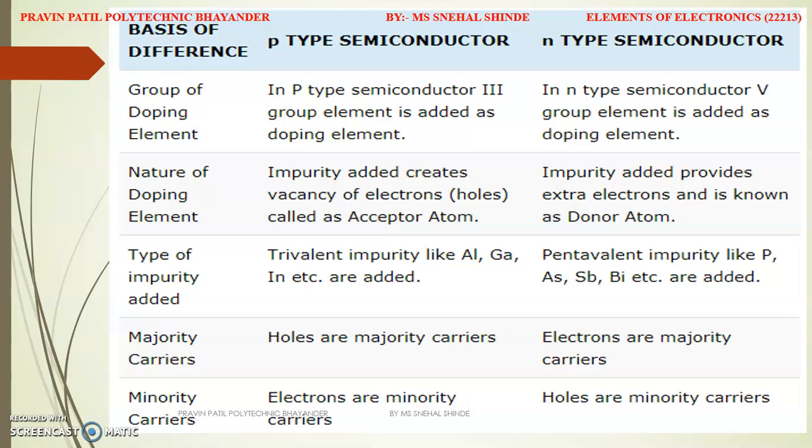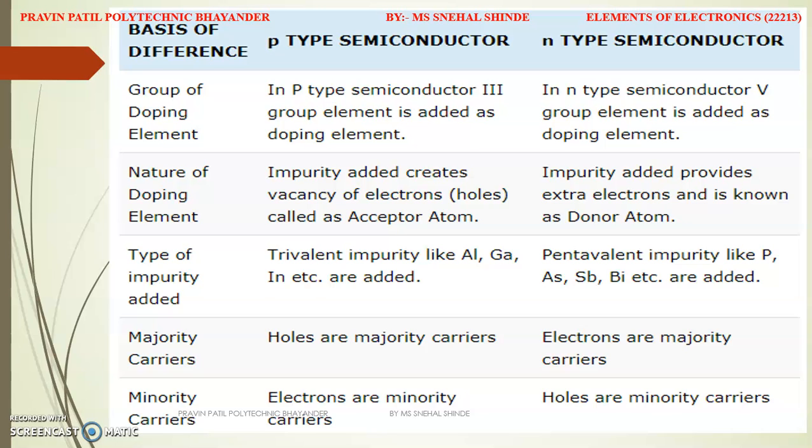And majority and minority carriers in the n-type material: a large number of free electrons are present along with a small number of thermally generated holes in an n-type semiconductor. So the conduction largely takes place due to the free electrons. Therefore, the free electrons are called majority carriers and holes are known as minority carriers.